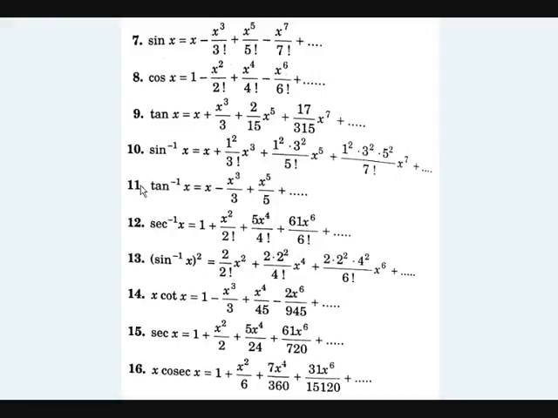Now our 11th expansion is tan inverse x. Tan inverse x can be expanded as x minus x cube by 3 plus x power 5 by 5 and so on. And now our 12th expansion.